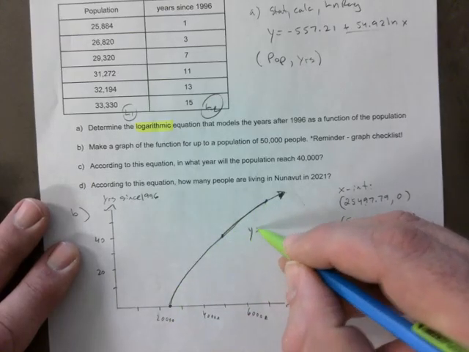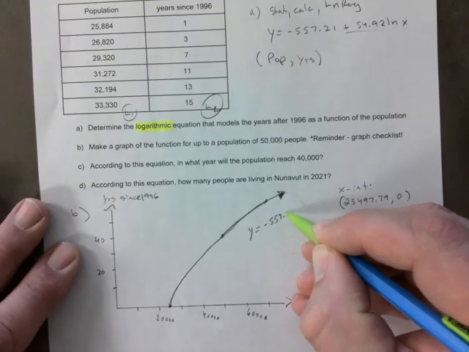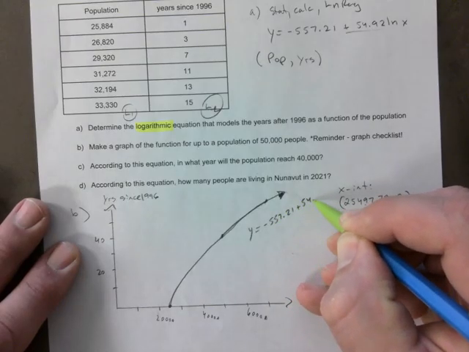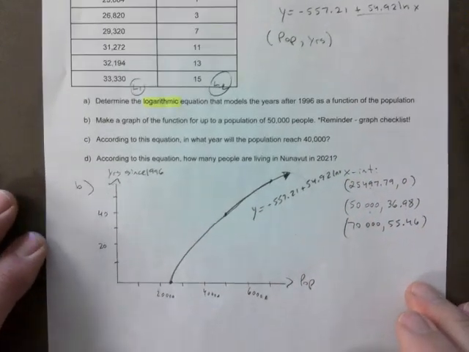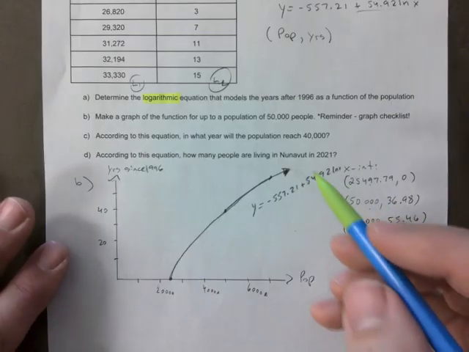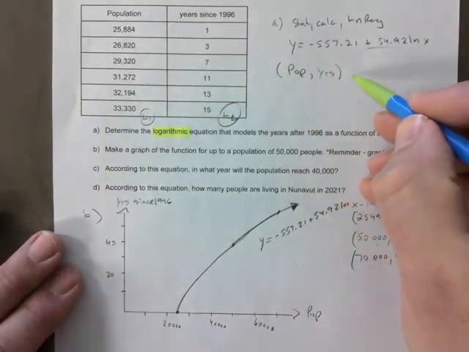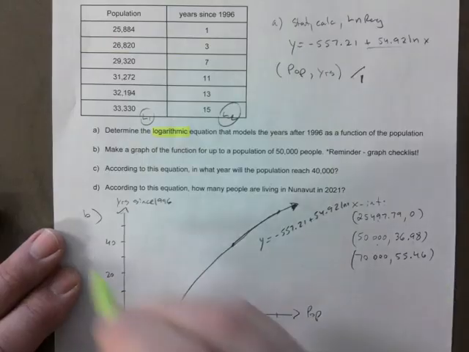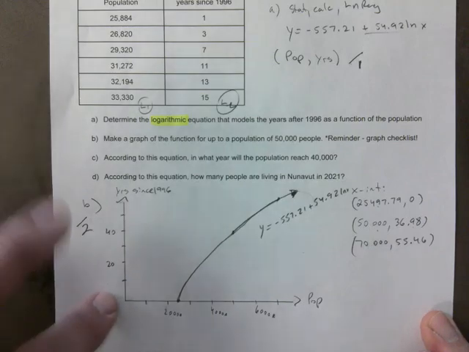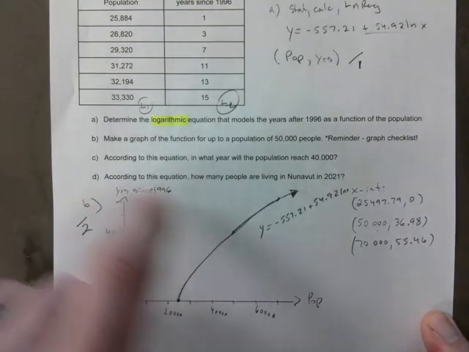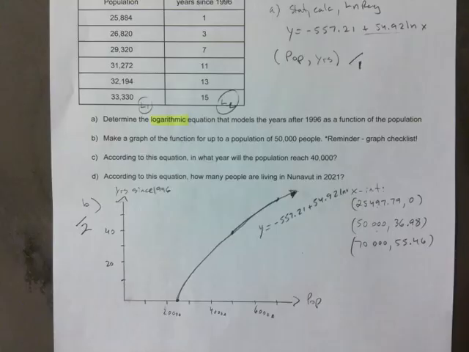The equation, ln x. And so if you have all of that, I'll give you 1 mark for the equation. We will give you 2 marks for the graph. And so I mean like having a scale, having everything labeled, having the points where they belong.